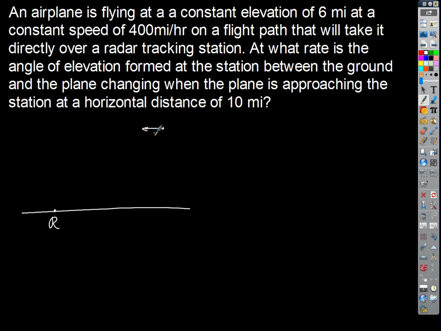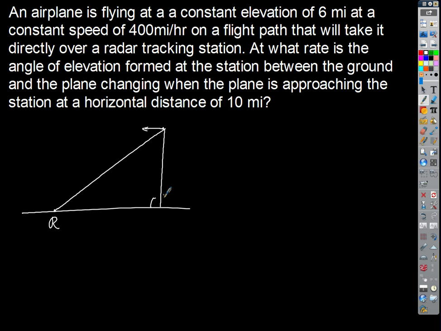At what rate is the angle of elevation formed at the station between the ground and the plane changing when the plane is approaching the station at a horizontal distance of 10 miles? So this is kind of what we're trying to do. Looks like another right triangle problem, doesn't it?